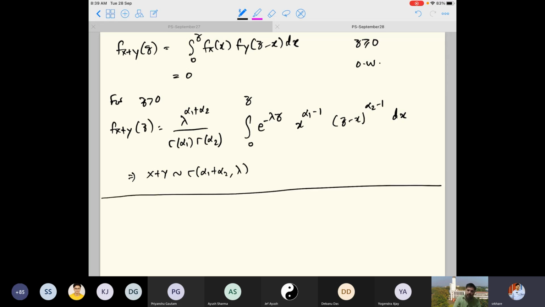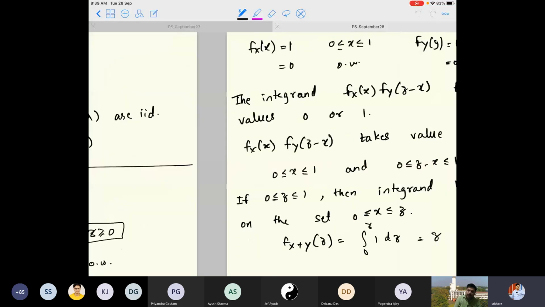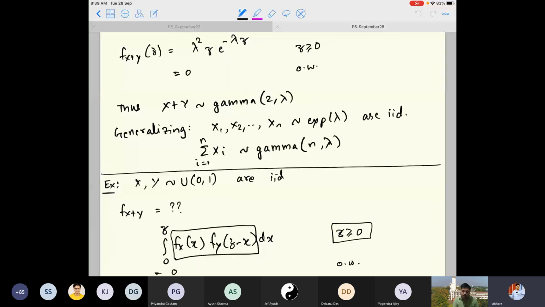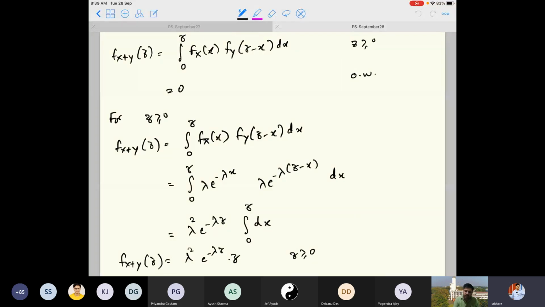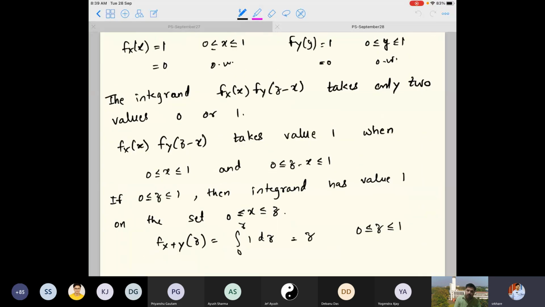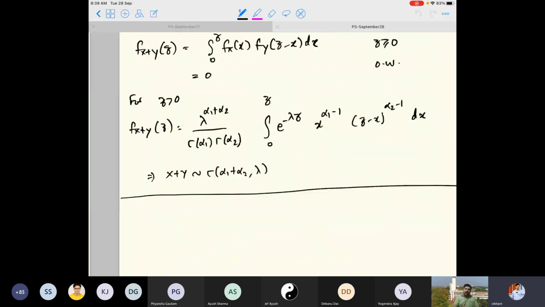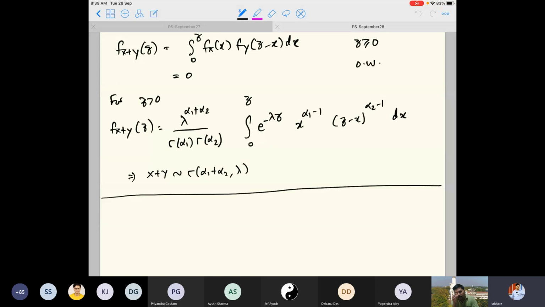Use the moment generating function, right? A couple of examples we saw where the convolution integral evaluation was easy. For these exponential densities or uniform densities, through geometry and some things, it was easy. But every time it may not be easy to evaluate these convolution integrals, and in order to avoid that, we will do this MGF trick. What we will do is use the moment generating function. So let us see what we can do.